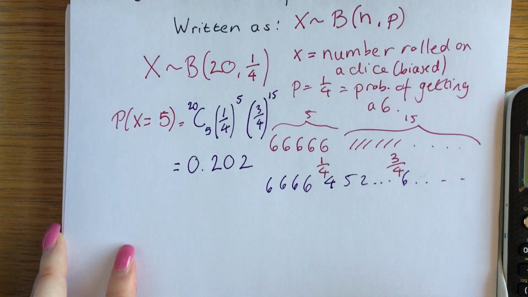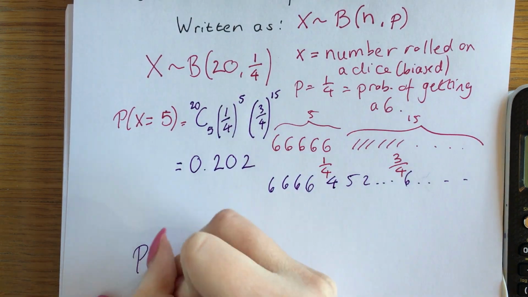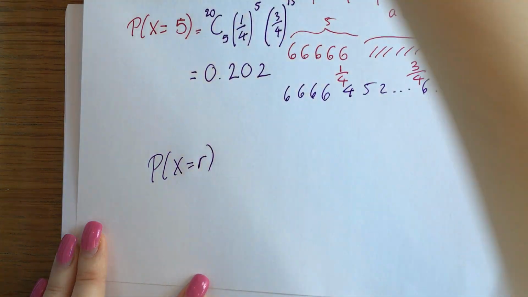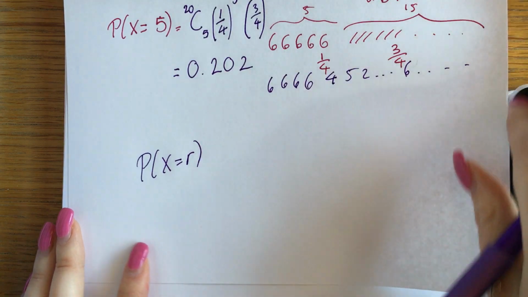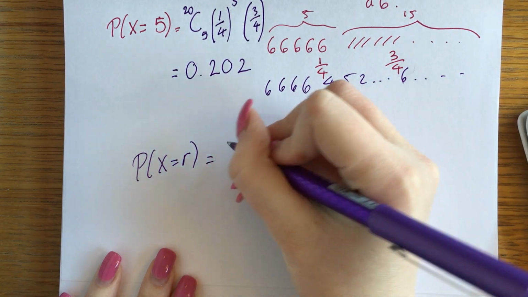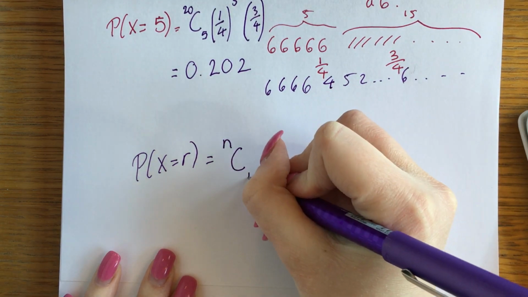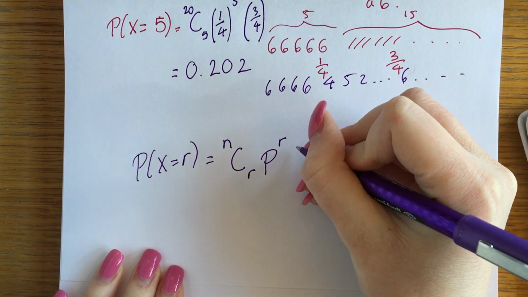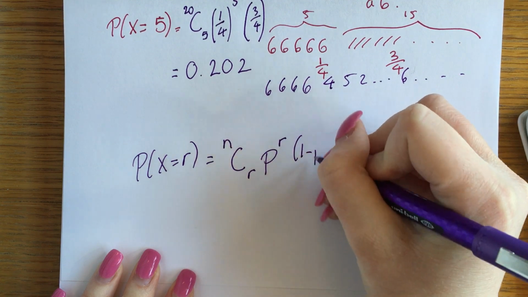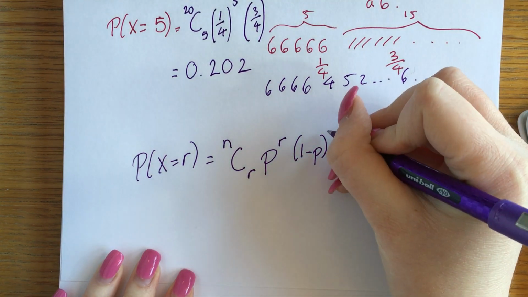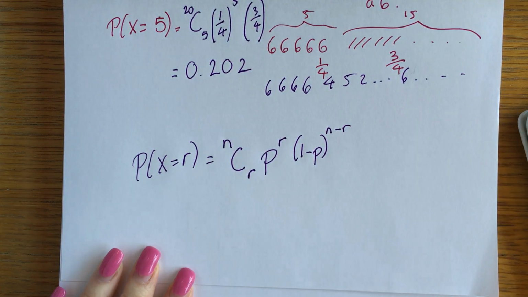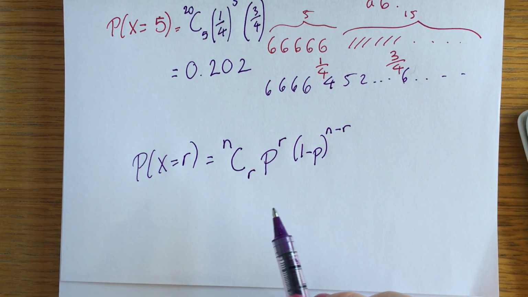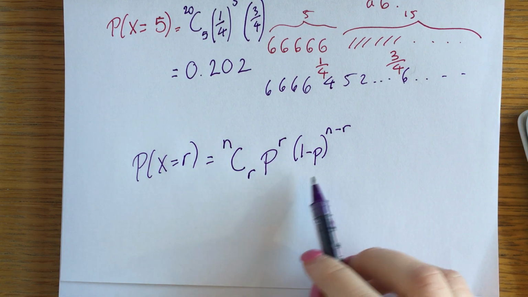So as a general form, the probability of x being a particular value, sorry, I'm just moving my pencil case out of the way, is n choose r times by p to the power of r times by 1 minus p to the power of n minus r. So it's like an individual term in the binomial expansion is effectively what this relates to.